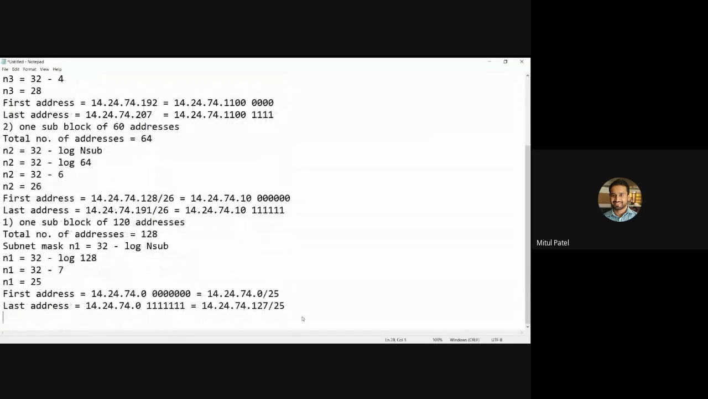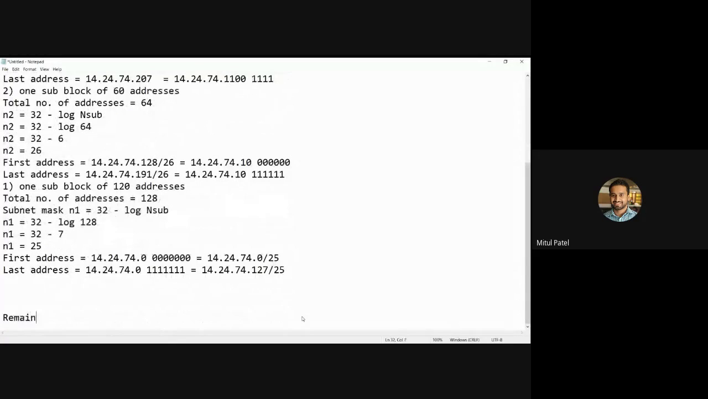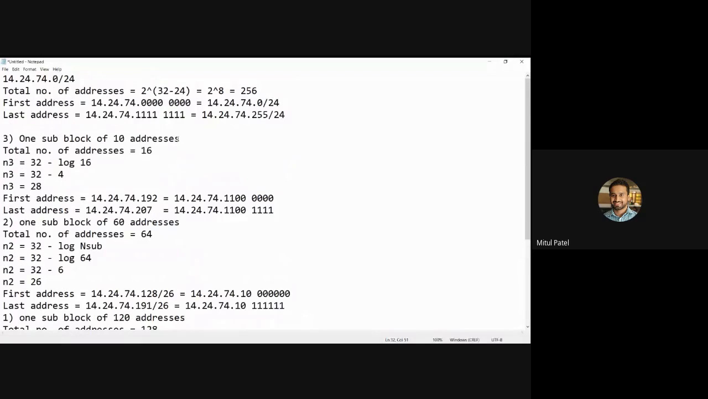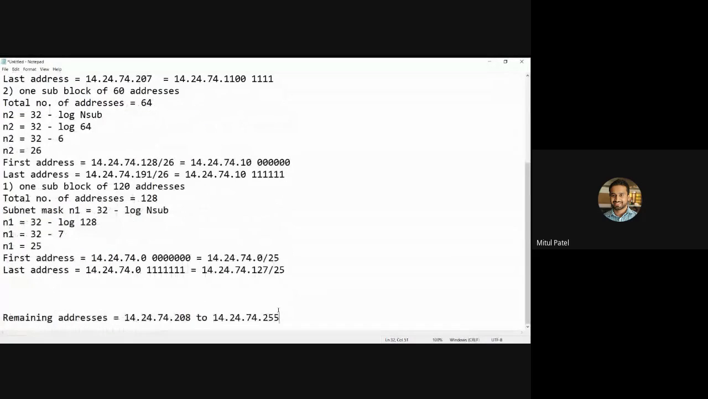The remaining addresses: up to 207 has been allocated, so the remaining addresses are from 14.24.74.208 to 14.24.74.255. 255 is the last address of the whole block. Those remaining addresses we can allocate to some other sub network. The remaining addresses are from 208 to 255.